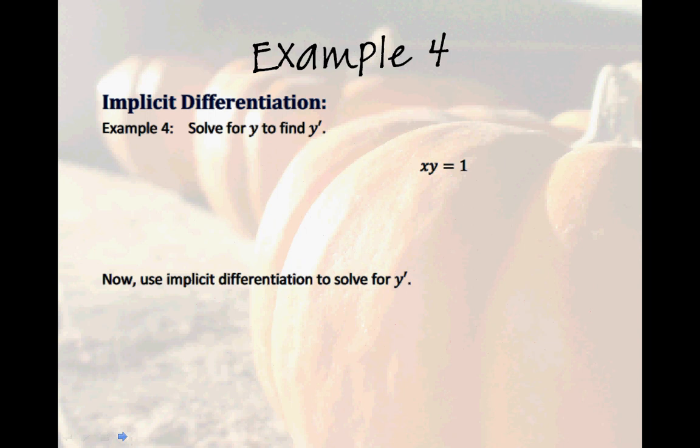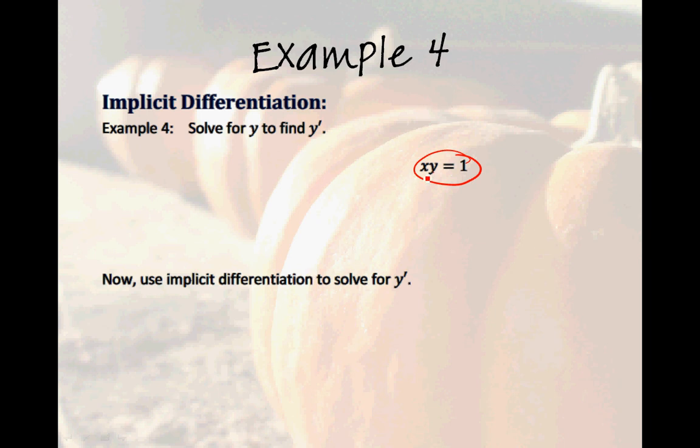Okay, so I want you guys now to do example 4, and you're going to do this 2 ways. I want you first to solve for y and then take the derivative, and then I want you to go back again to this original formula or function and solve for dy dx using implicit differentiation and see if you get the same answer. See if you can simplify it to be the same. So go ahead and pause here and then come back when you're done.